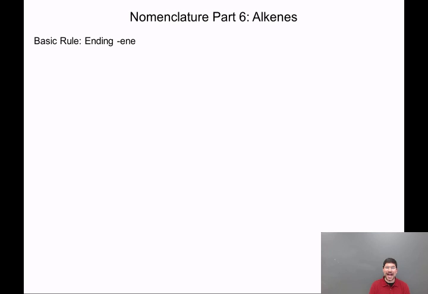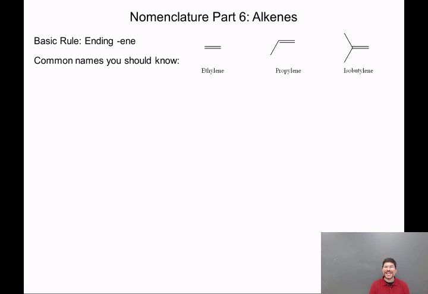was -ane for alkanes. Okay, before we get into the systematic nomenclature of alkenes, there are 3 alkenes that I think it's important that everybody know the common names for. And those are ethylene, the 2-carbon alkene, propylene, the 3-carbon alkene, and isobutylene, one particular isomer of a 4-carbon alkene. If you were to name these systematically, ethylene would be ethene, and propylene would be propene, and isobutylene would be 2-methylpropene. But these are actually fairly common molecules.